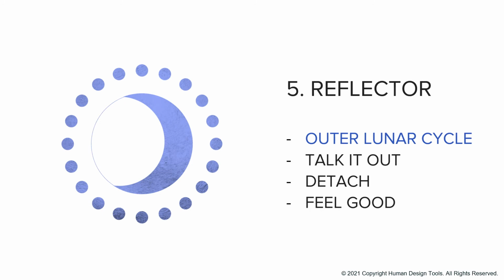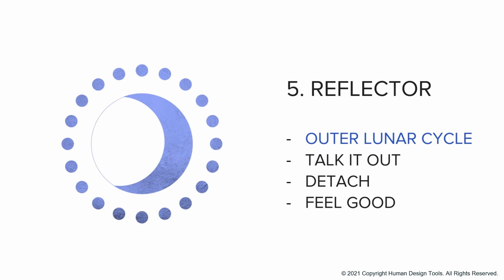The reflector strategy is to wait out a lunar cycle, or about 29 days, before making big decisions, and in the meantime, talk it out with trusted friends or family or whoever they choose to talk to during that period so that they can feel really good about the decision by the end of the time.